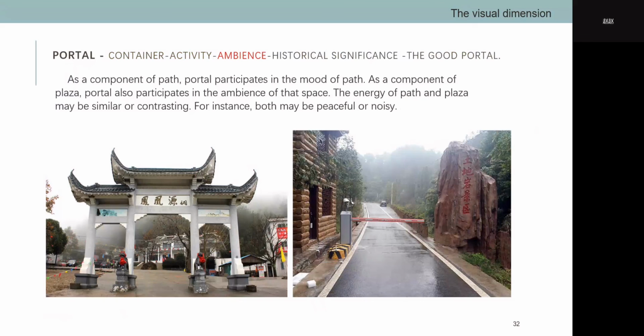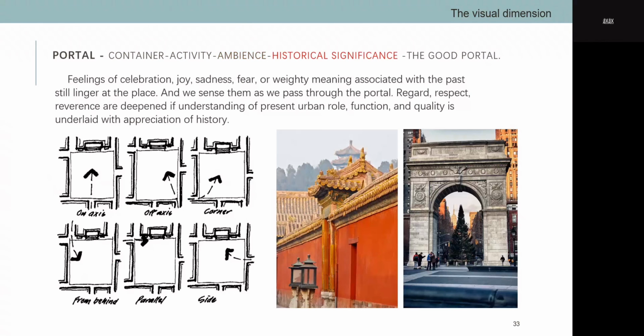As a component of path, portal participates in the mood of the path as a component of the plaza. Portal also participates in the ambience of that space. The energy of path and the plaza may be similar or contrasting. For instance, both might be peaceful or noisy. Feelings of celebration, joy, sadness, fear, or weighty meaning associated with the past are still linked to the place, and we sense them as we pass through the portal.